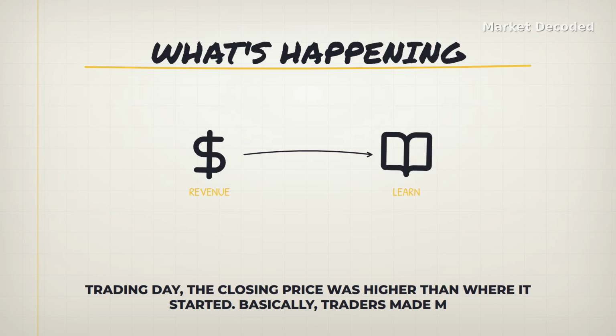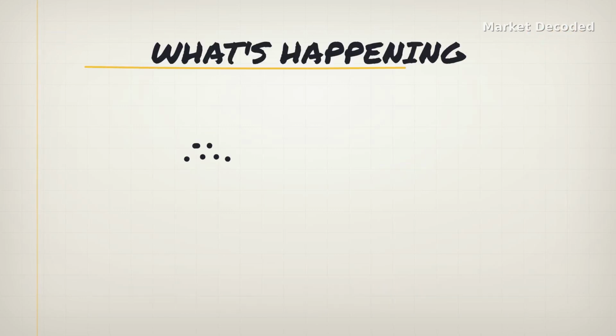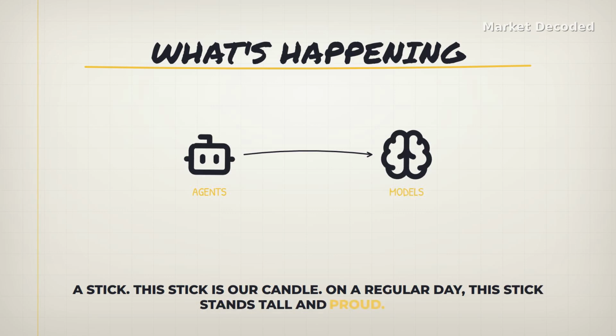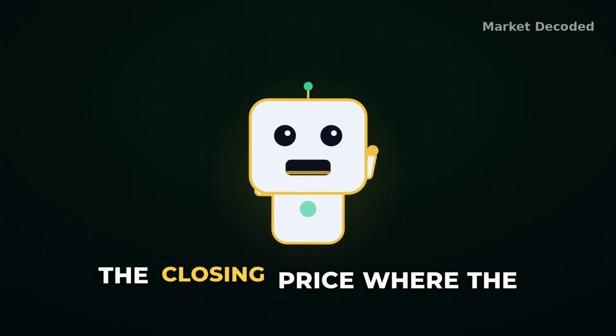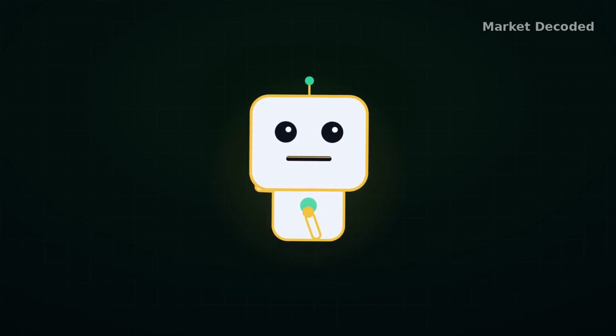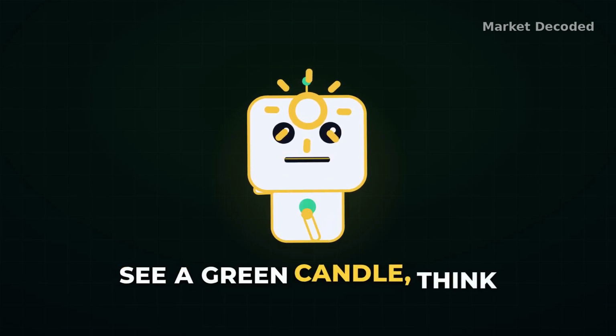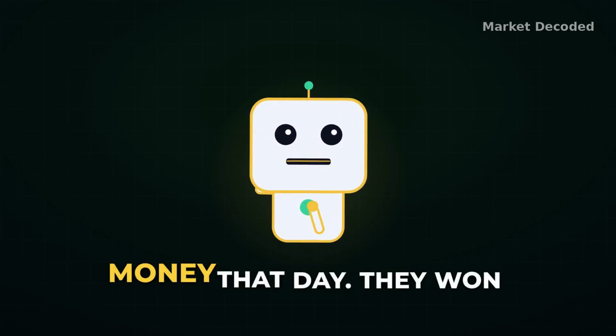Let's break it down with our stick figure story. Imagine you have a little soldier on a stick. This stick is our candle. On a regular day, this stick stands tall and proud. That's what we call a green or bullish candle. It tells us that the closing price, where the soldier ends up, was higher than where it started in the morning. So, if you see a green candle, think of happy traders who made money that day.